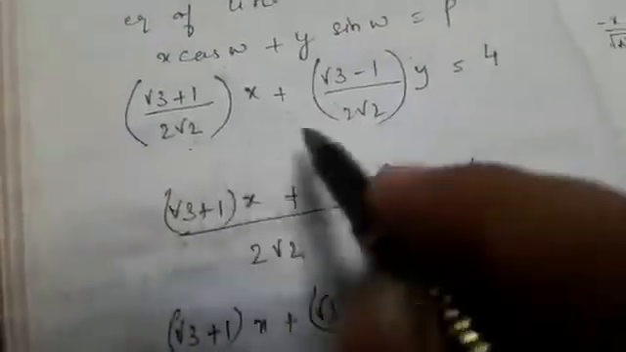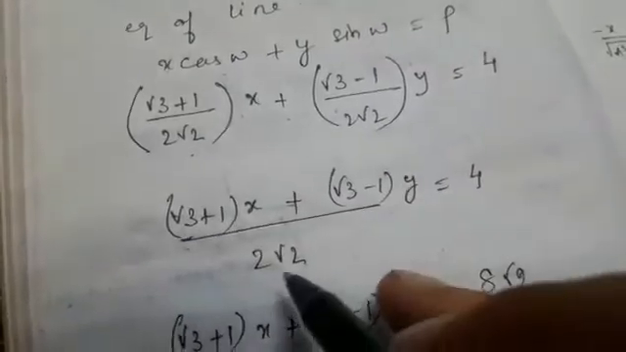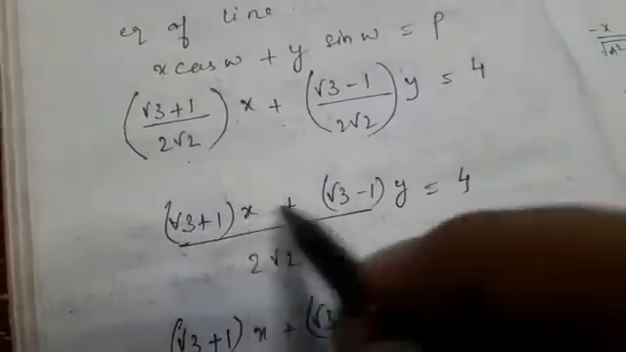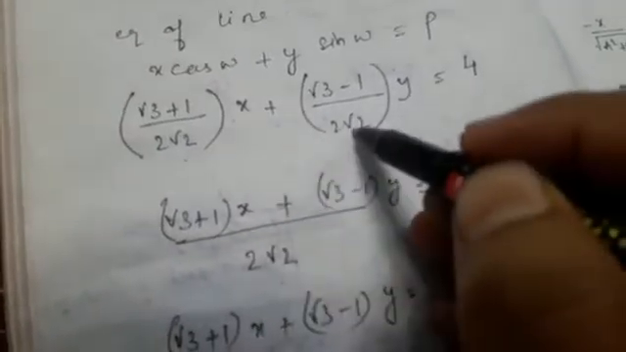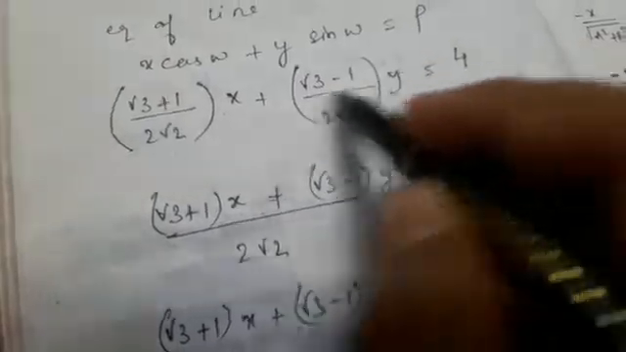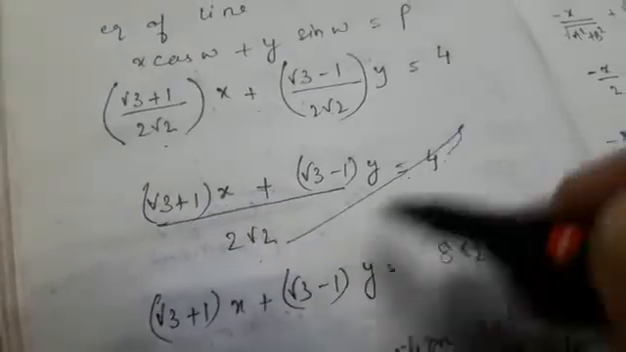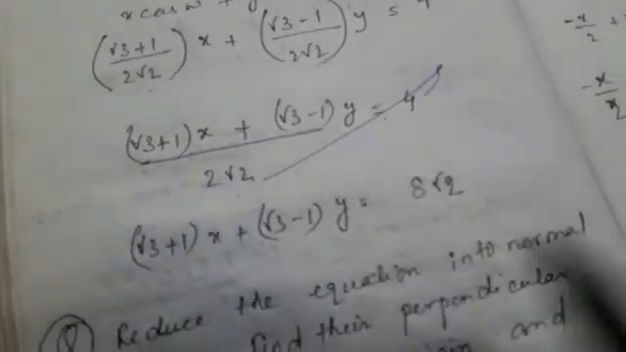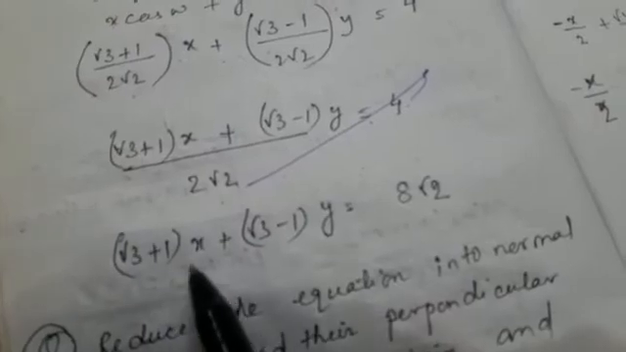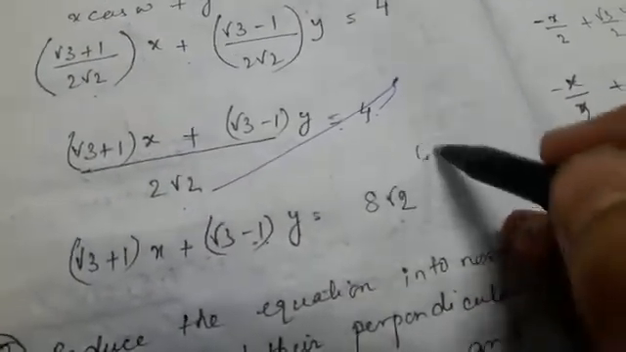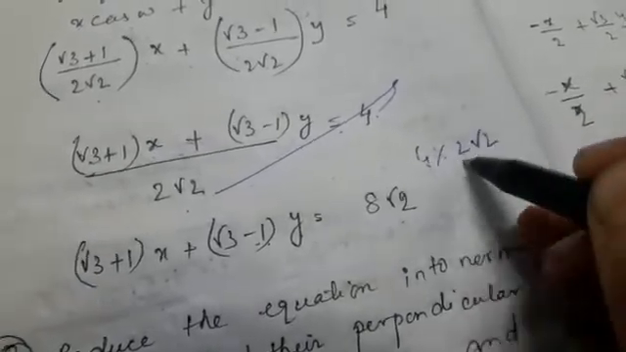Now again you can take LCM. See, 2 root 2 is the LCM from these two cases. So 2 root 2, again this root 3 plus 1 will be multiplied by 1 only, right? So root 3 plus 1 x, plus this 2 root 2 with this 2 root 2, again 1 will be multiplied with this. So root 3 minus 1 into y, right, is equal to 4. Now you bring this 2 root 2 over there. So your required equation is root 3 plus 1 x plus root 3 minus 1 y equal to 4 into 2 root 2. So 4 2s are 8. 8 root 2 is the required equation of normal.